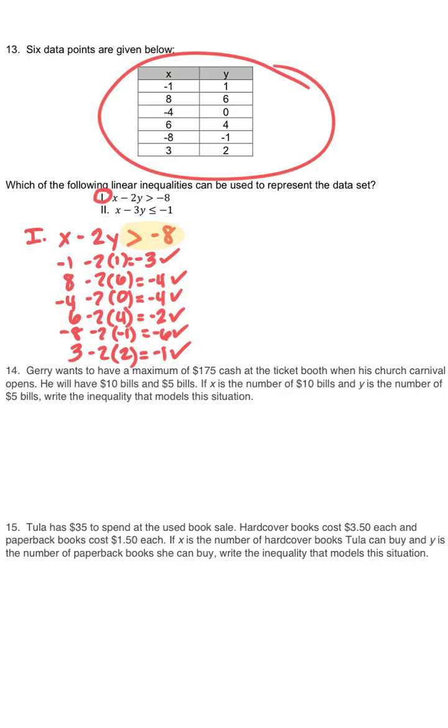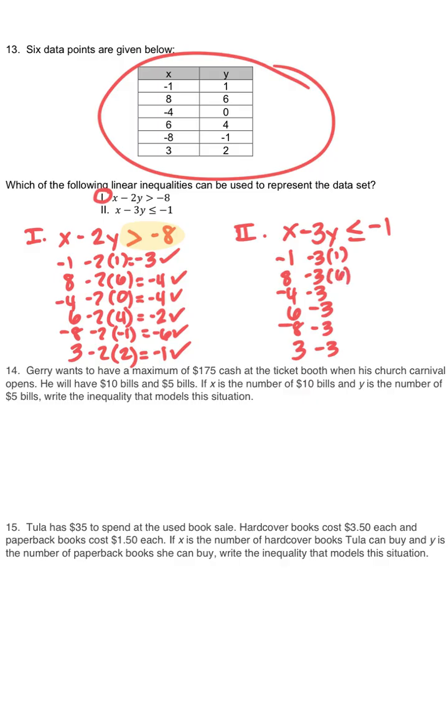Will line 2 work? Or not line 2, but Roman numeral number 2. So let's set that up. X minus 3y is less than or equal to -1. And again, we're going to set up all of our x's. So we have -1, 8, -4, 6, -8, 3. Bring down that -3 all the way down. And let's plug in our y's here. So we have 1, 6, 0, 4, -1, and 2.